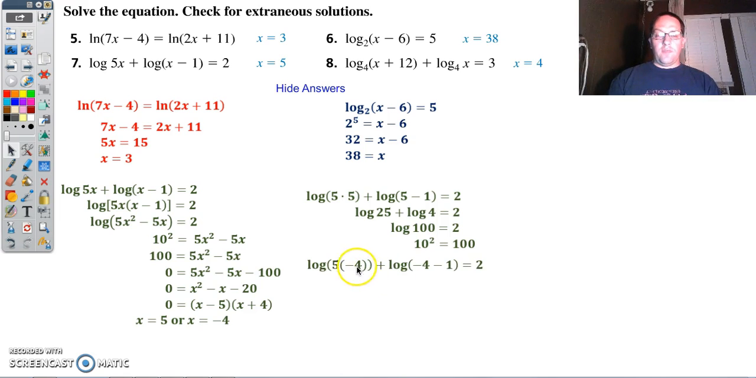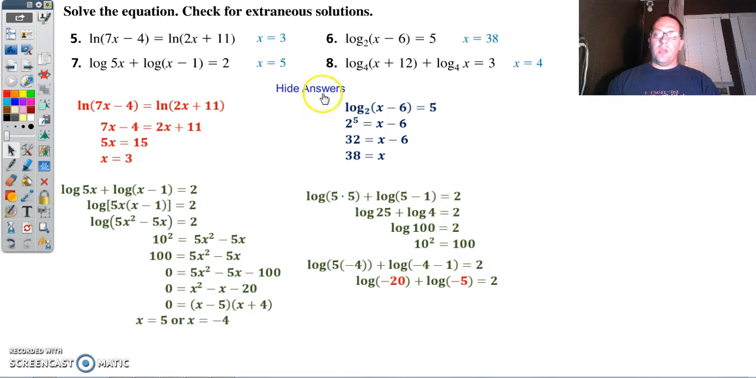Now let's try negative 4. Plugging negative 4 in for the x's here. And let's see, 5 times negative 4 is negative 20. Negative 4 times minus 1 is negative 5. And uh-oh, we have negative arguments. So this doesn't work. It's going to be undefined, which means negative 4 is not a good solution, which is why our answer is only x equals 5.